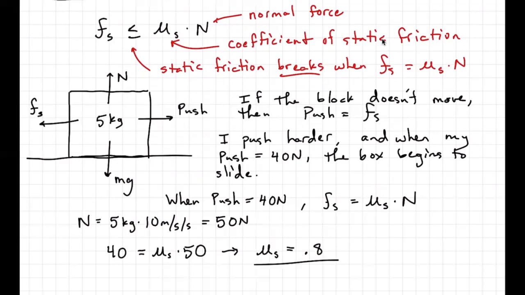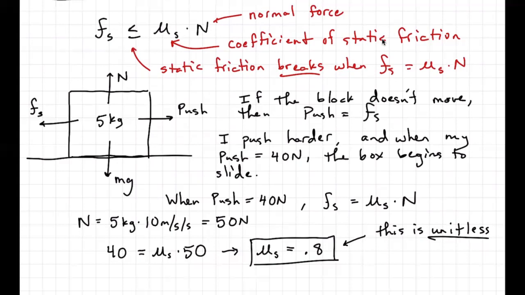That's a completely reasonable value for static friction. I'll note that this number is unitless. This is unitless because it's a ratio of two forces. It was the ratio of my push force to the normal force here. So it was the ratio of the force required to get this thing to move over the normal force.